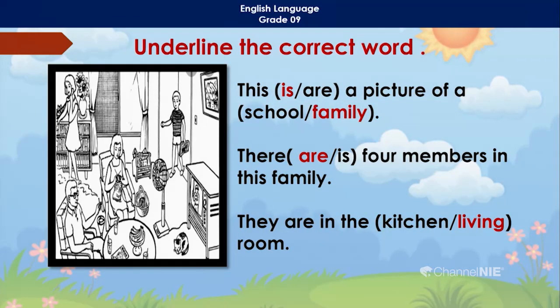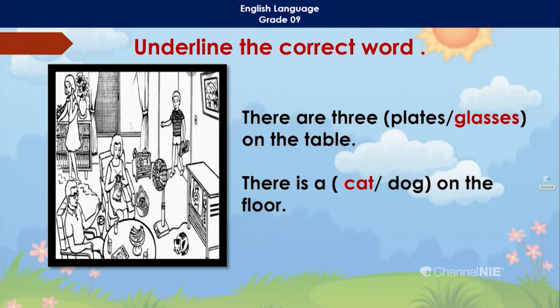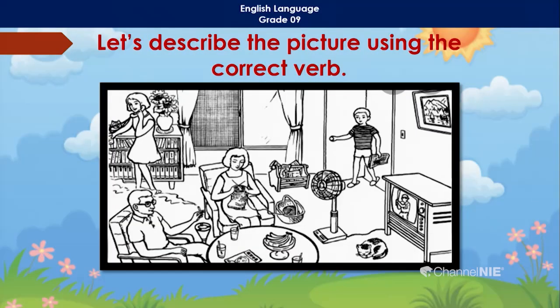Fantastic job, Miss Suchitra. Thank you. I know our children on the other side also must have got all these answers correctly. This is a picture of a family. There are 4 members in this family. They are in the living room. There are 3 glasses on the table and there is a cat on the floor. Right, so the task is not over. Okay. One more task for you. For me? Right, yes. Okay.